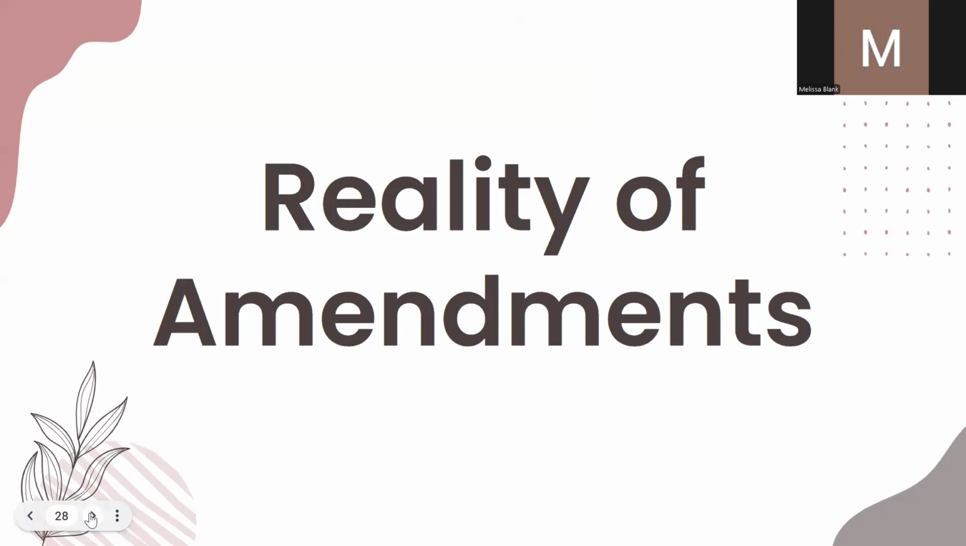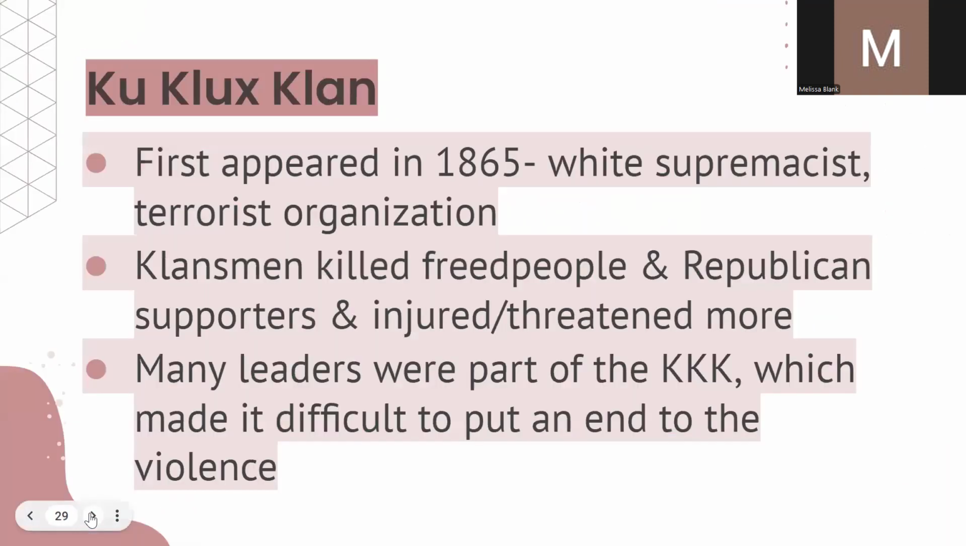Okay, what's the reality of all these amendments, the 13th, 14th, 15th? What happened after they were made part of the Constitution? Well, unfortunately, the South and the racism that was embedded in the South reared its ugly head. This is where we are now seeing the development of the KKK, or Ku Klux Klan. They first appeared in 1865, and just as today, they were white supremacists and a terrorist organization. Klansmen killed free people and Republican supporters and injured and threatened more.